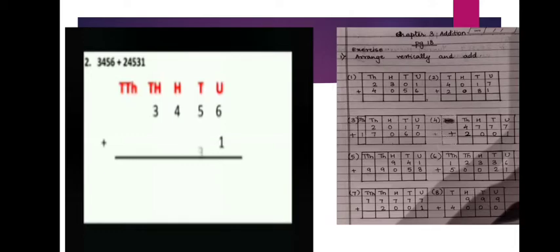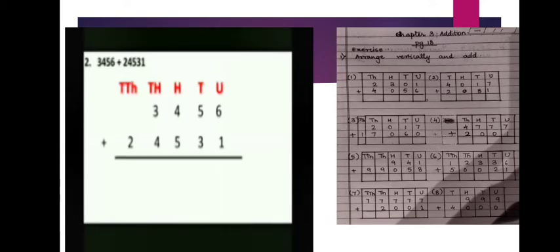Then the second sum: 1 at units place, 3 at tens place, 5 at hundreds place, 4 at thousands place, and 2 at 10,000s place. Right, children? Then let us add the numbers at units place. 6 plus 1, 7.